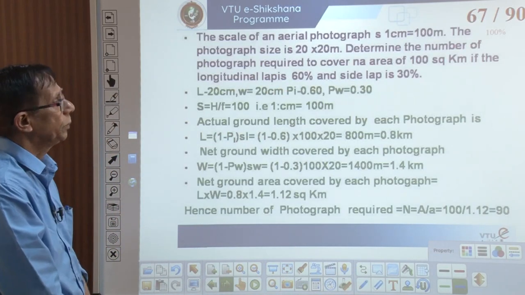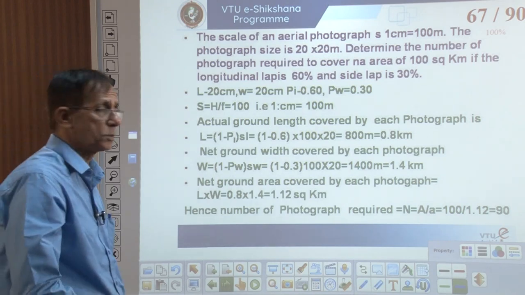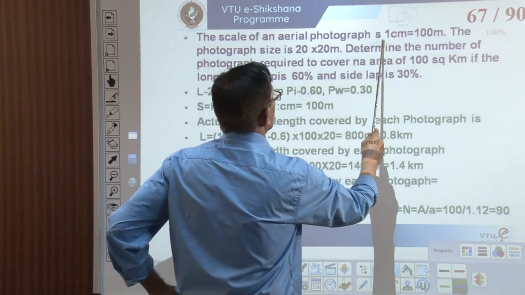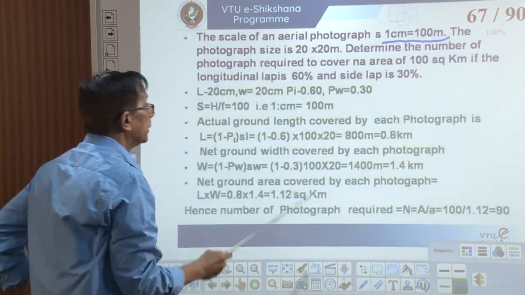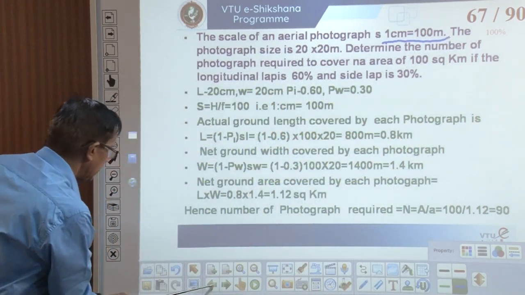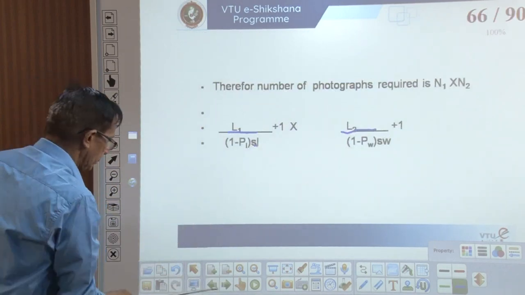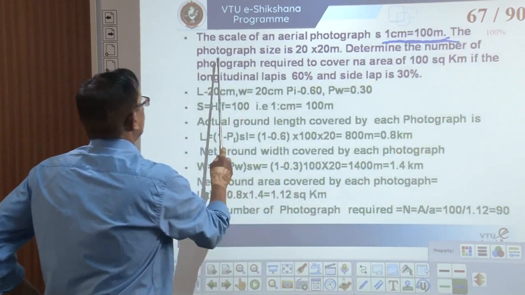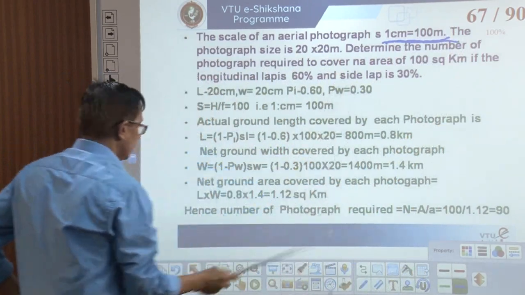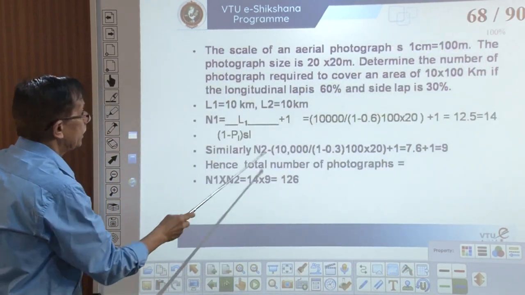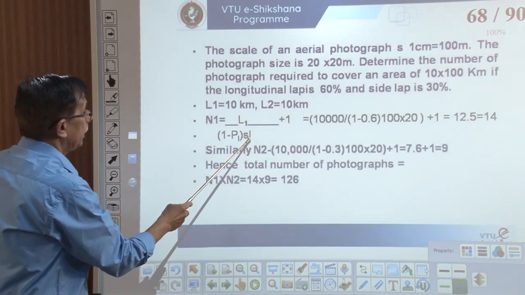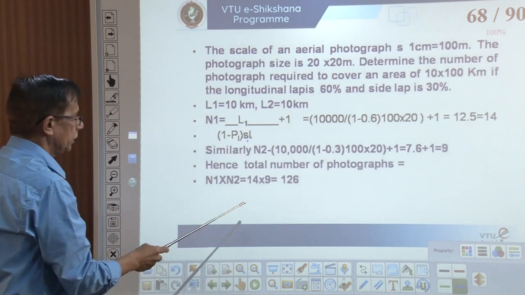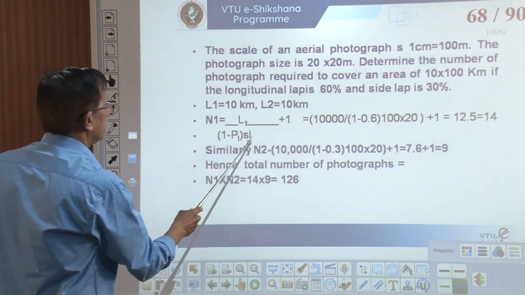Let us try an example and feel the experience. Suppose the scale of an aerial photograph is 1 centimeter to 100 meter. In the formula we have used S, this is the scale of the photograph. The photograph size is 20 centimeter by 20 centimeter. So, the length of the photograph and width of the photograph, that is the size of the photograph.